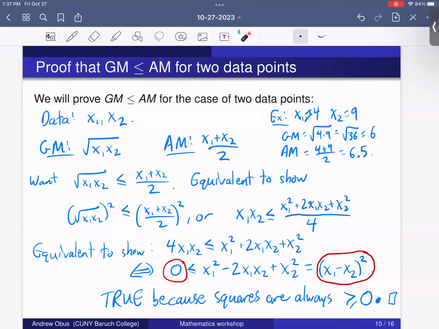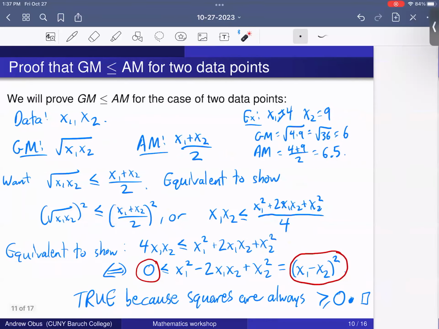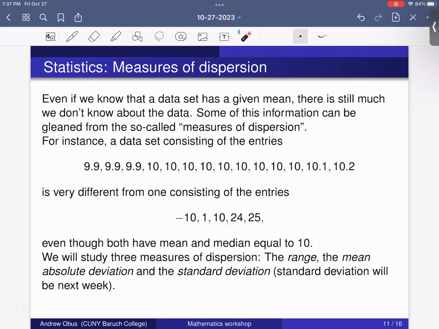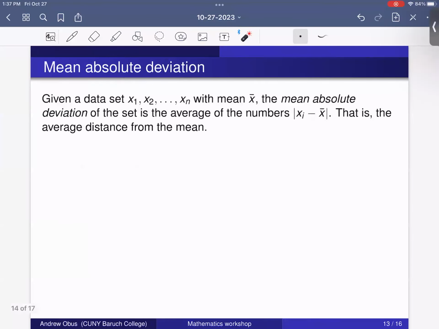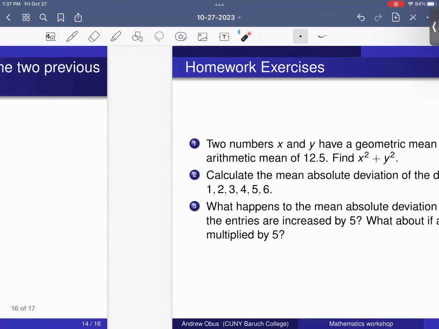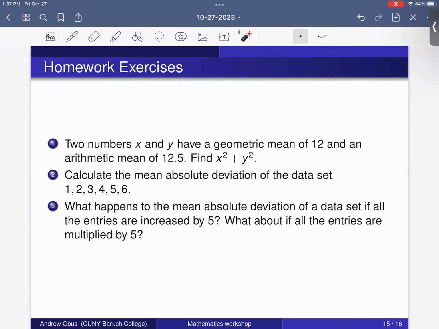Okay, so sorry. If there are no questions, then for time, I don't want to talk about measures of dispersion now because it's too late to bring up a new topic. So we'll do this all next time. We have measures of dispersion, range, mean absolute deviation. We're going to talk about standard deviation. So right now, for homework, these are all measures of dispersion questions, so we won't talk about them.